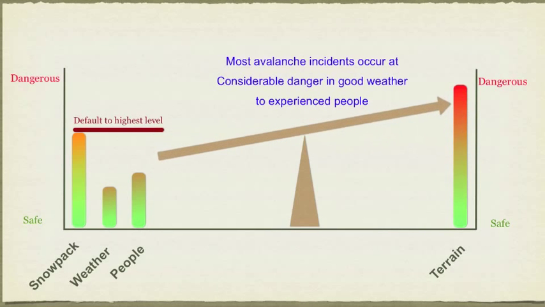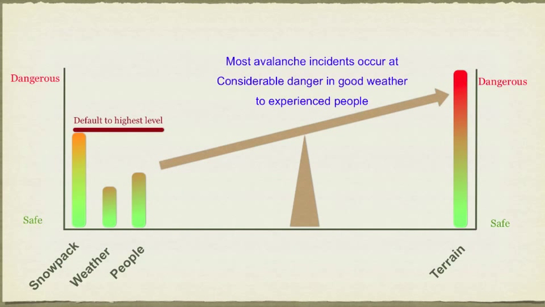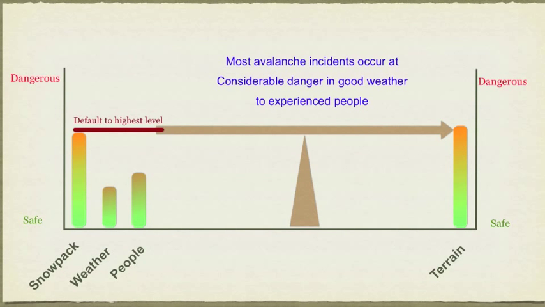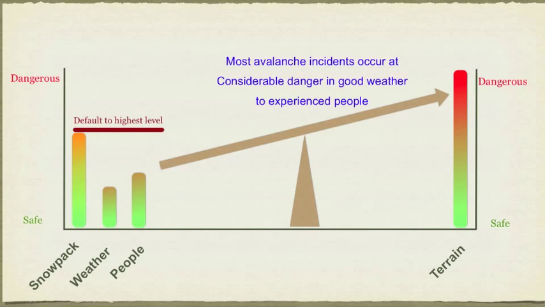The trouble comes when we get fooled by the sunny day and the good group of people, and we tend to push ourselves into more dangerous terrain than we really belong, because we really need to default to that next highest level. That's where we really should be, but instead we tend to push into more red light terrain. This is the kind of conditions that causes most avalanche accidents.